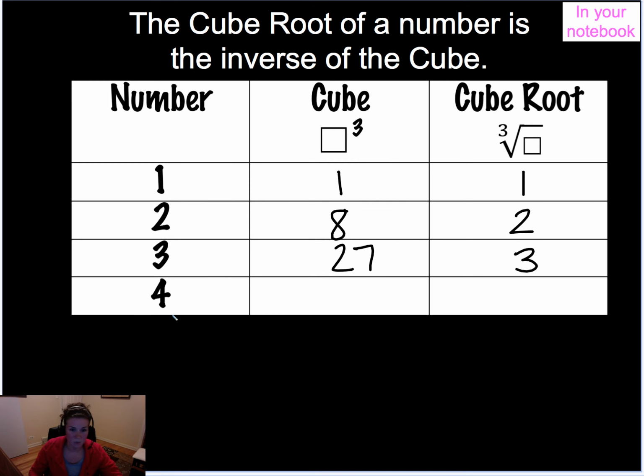And the last one, 4. 4 cubed means 4 times 4 times 4, which is 64. And if we take the cube root of that, what times itself 3 times equals 64? That would be 4. So that's all on cubes and cube roots.